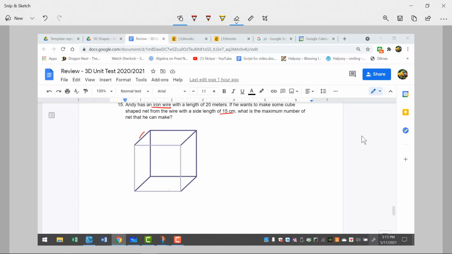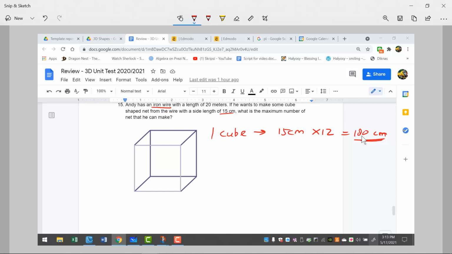So which means that if you want to make one cube, you need 15 centimeters times 12, because we have 12 of that side line. If you multiply 15 with 12, you'll get 180, right? So you need 180 centimeters to make one cube from that iron wire. You have 20 meters, right? How many nets maximum can you make?